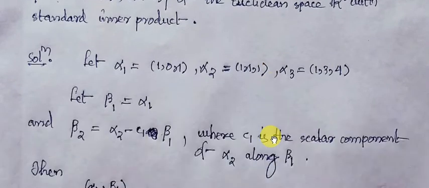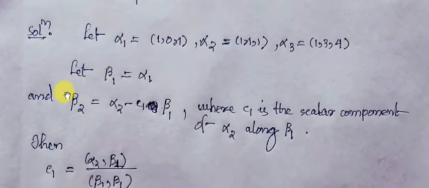Again, we are renaming this alpha 1 vector as beta 1. That means we are taking beta 1 equal to alpha 1. Now we are constructing another vector, beta 2, in such a form: beta 2 equal to alpha 2, the second member of the basis set, minus C1 into beta 1 vector. Beta 1 equal to alpha 1, which we have considered.